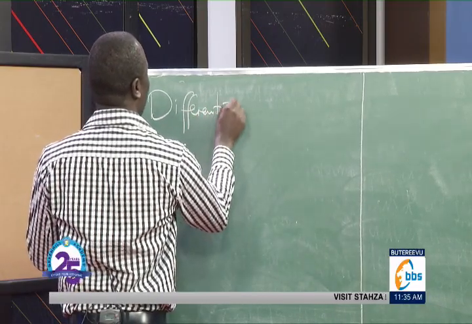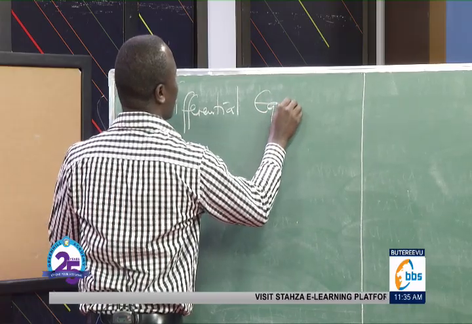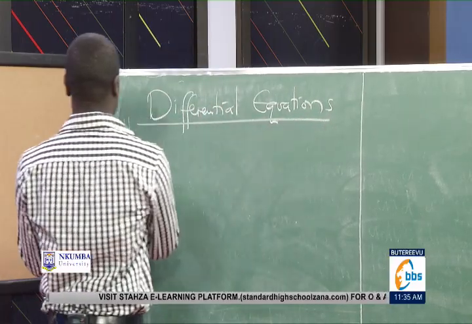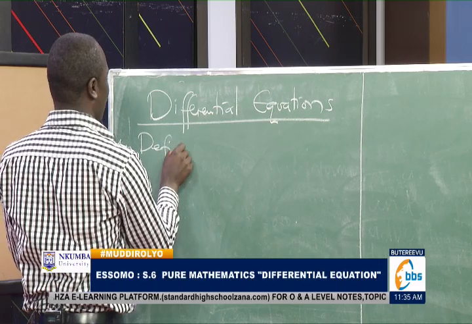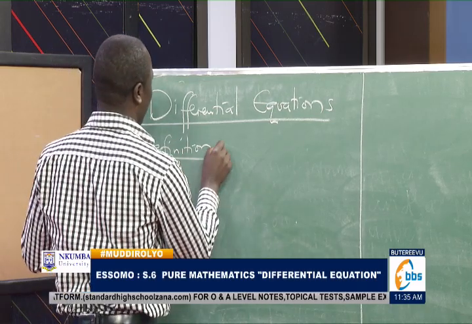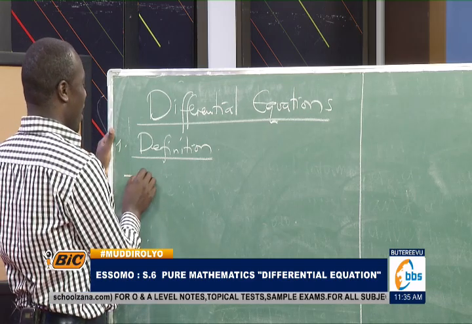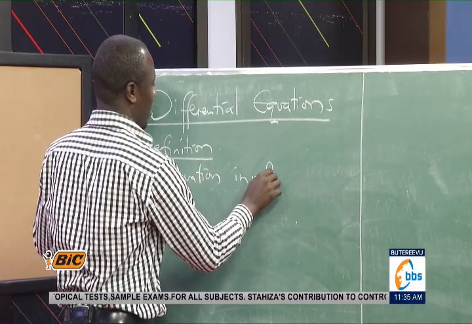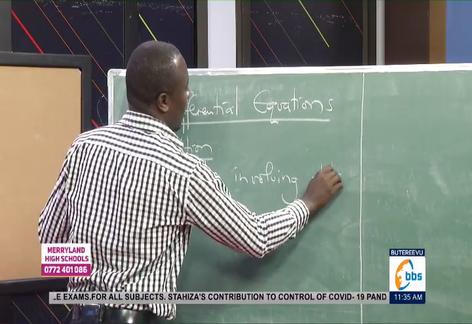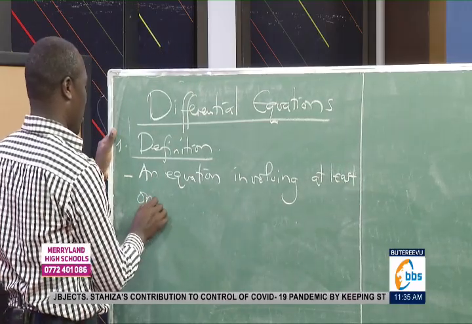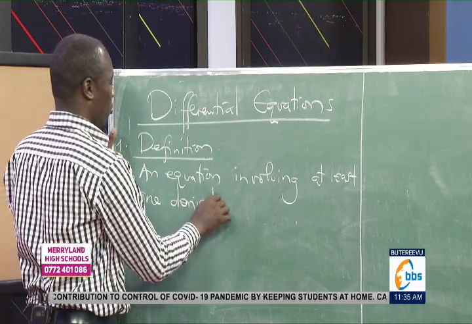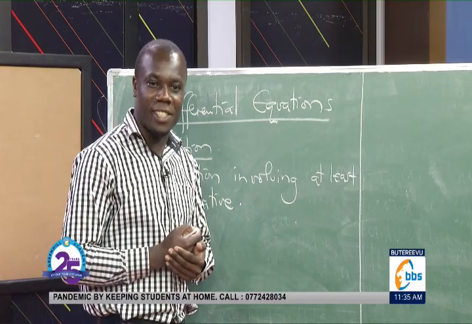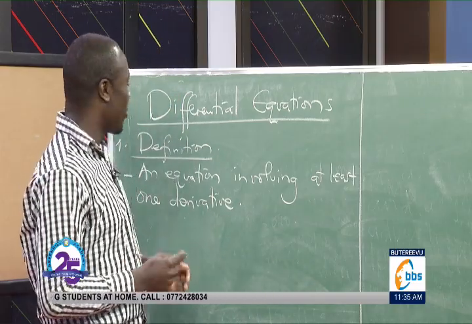What is a differential equation? Sometimes I'll be writing dE to mean differential equations. So one, we need to define it. What is a differential equation? It is an equation involving at least one derivative. So if you meet an equation that has at least one derivative or a differential coefficient in it, then you'll be right to call it a differential equation.